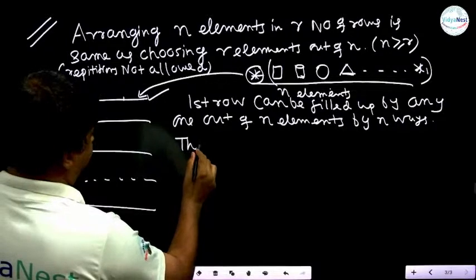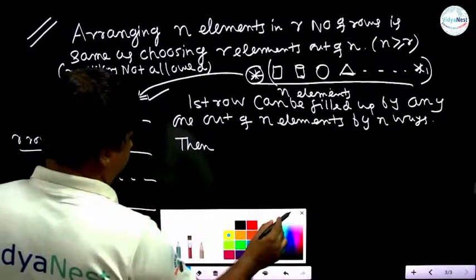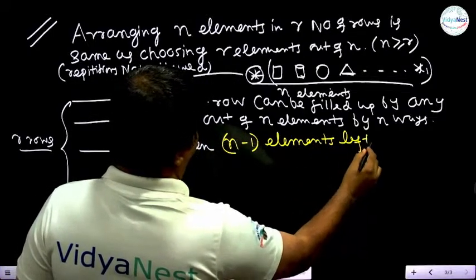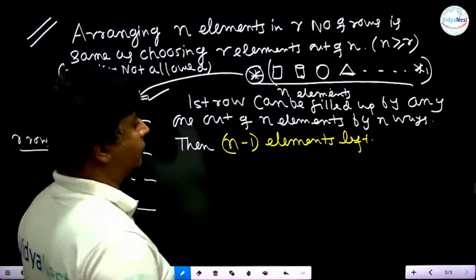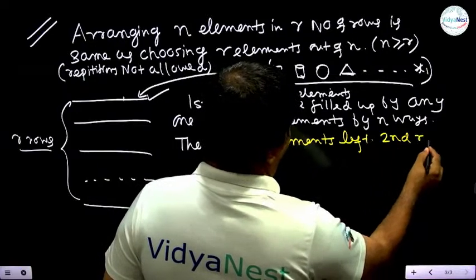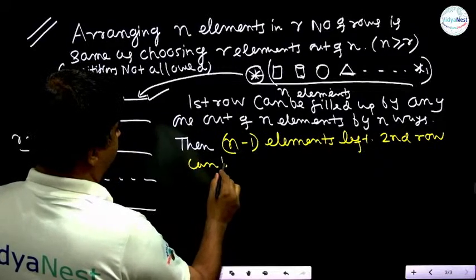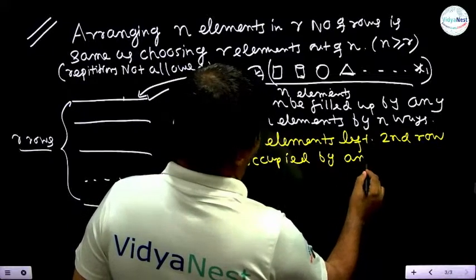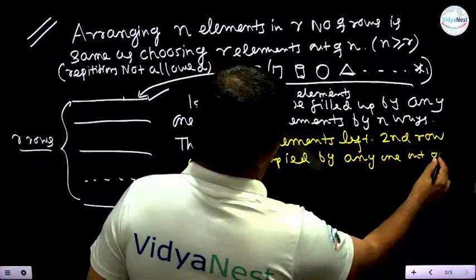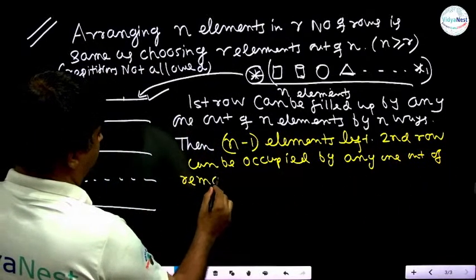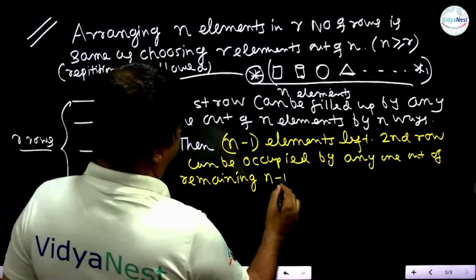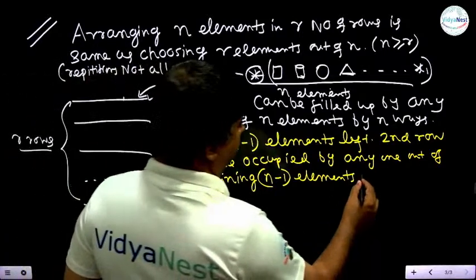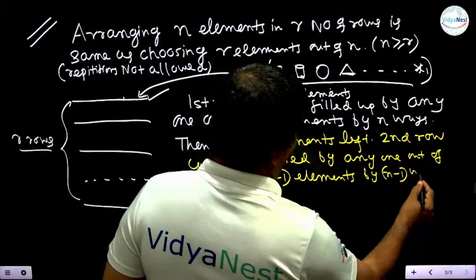Then n minus 1 elements are left, and the second bench, second row can be occupied or filled up by anyone out of the remaining n minus 1 elements, by n minus 1 ways.